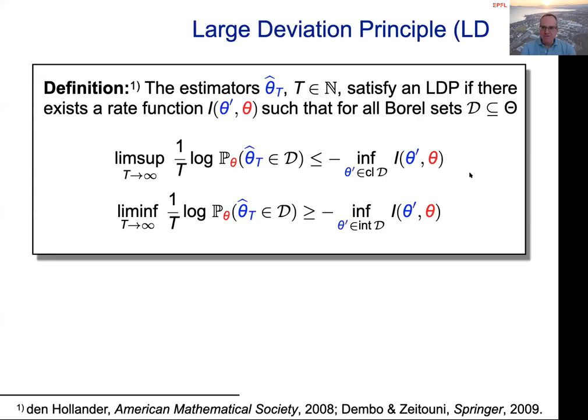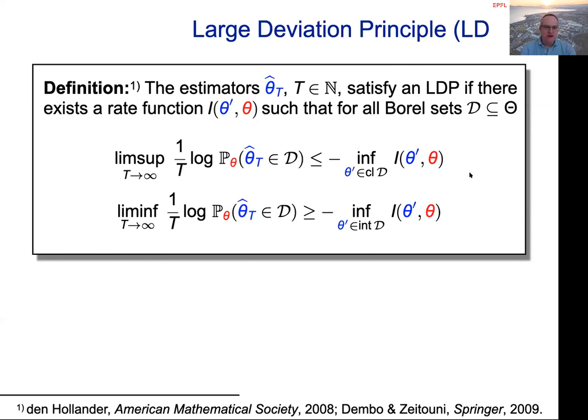Okay, so now here's the definition. In case you haven't heard about large deviation principle, I haven't for a long time. We say that an estimator theta hat T, or a general statistic theta hat T, satisfies a large deviation principle if there exists a rate function denoted by I, such that the two inequalities shown on this slide here hold for every possible Borel set of the parameter space theta. The rate function here should be interpreted as a distance function that quantifies the discrepancy between any realization theta prime of the statistic theta hat T and any model theta.